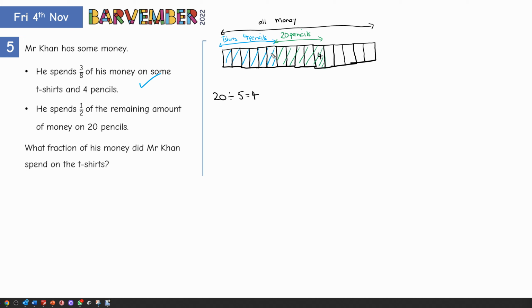So we know that one of these parts was used to buy the 4 pencils, which tells us that the remaining parts bought the t-shirts. And how many parts is that? 1, 2, 3, 4, 5. So that's 5 parts out of the 16 parts in total was spent on t-shirts. And that is our answer.